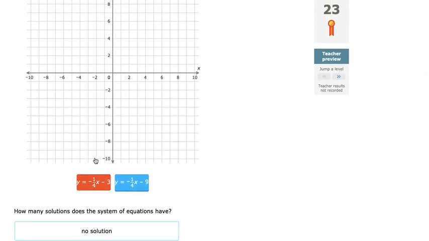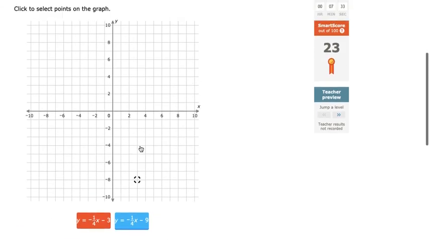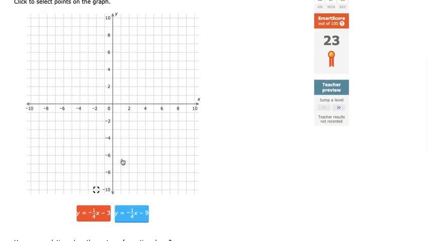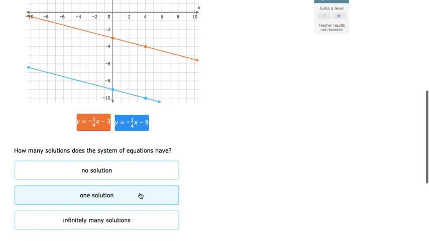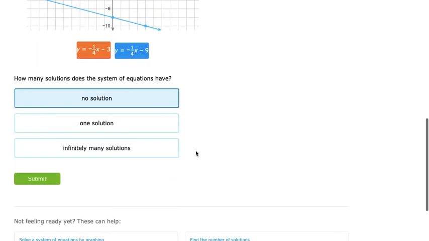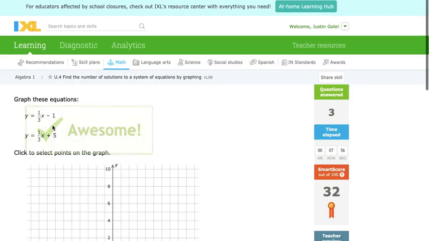Just remembering how to know the number of solutions. You guys can find the solution, but knowing the number of solutions, graphing them real quick. The green line, the orange line, x is -3. We have down 1 over 4. And the y-intercept is -9, down 1 over 4. They are again parallel, so there is no solution. So this should be a pretty easy IXL for us.